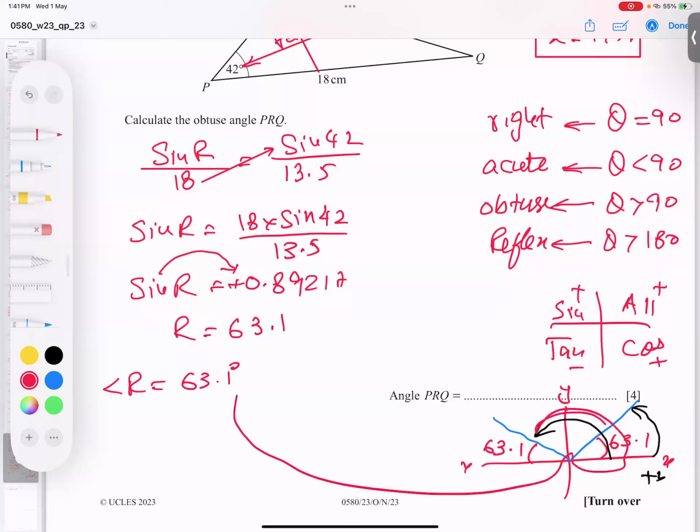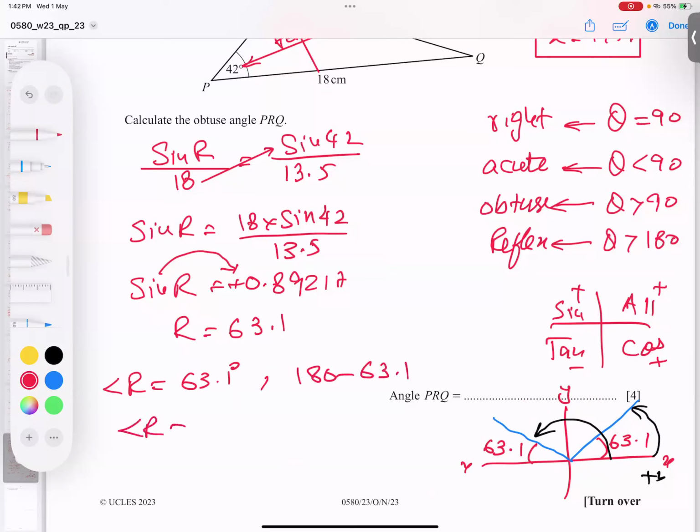The second answer is this second black arrow. A full straight line is 180, but this angle is not needed. So 180 minus that. I think you got my point. Basically, this is the behind-the-scenes point. 180 minus that, I get 116.9 degrees. So this is not my answer, this is my answer. So angle PQR is 116.9.